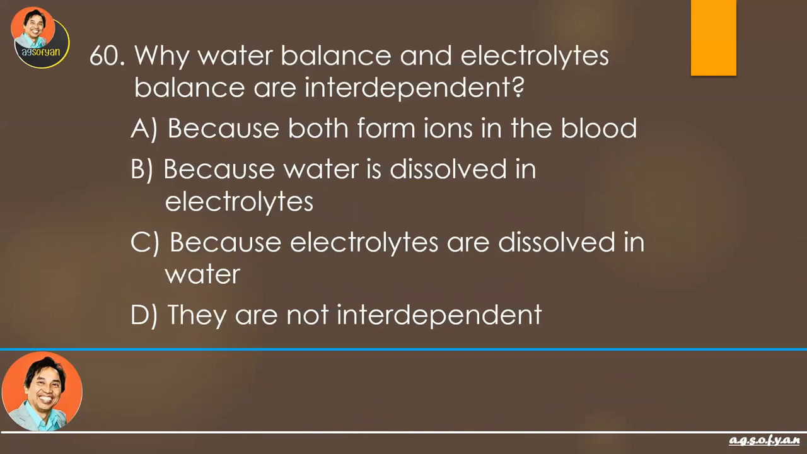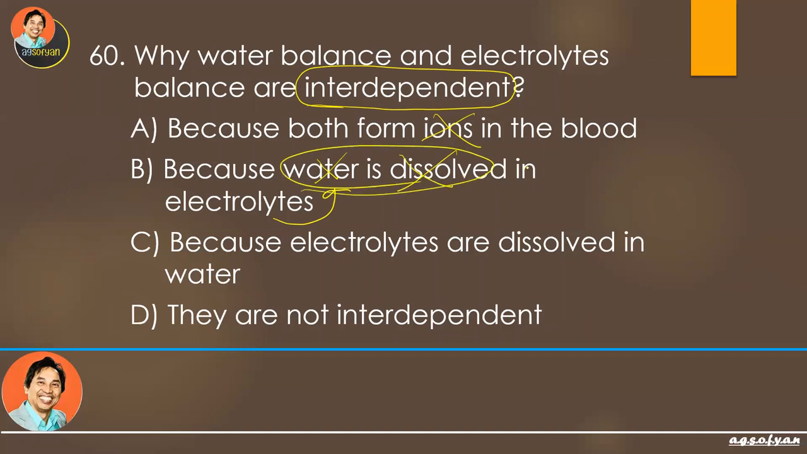Why are water balance and electrolyte balance interdependent? Interdependent means they are connected. It's always together. Why? A, B, C, or D? Because both form ions in the blood. No, right? Water is not really ions. So this is not. Because water is dissolved in electrolyte. No, water is not dissolved in electrolyte. Electrolyte is dissolved in water. Okay? So this is incorrect.